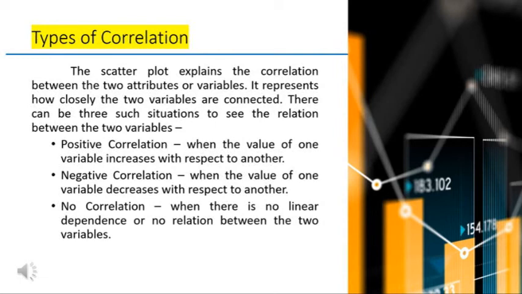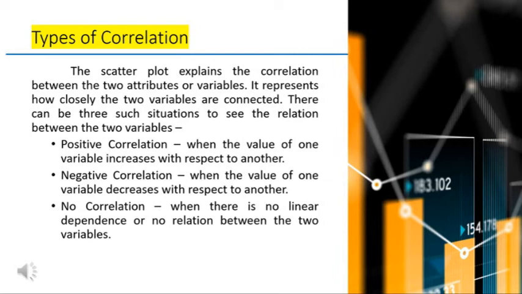So, kumbaga sa mathematics, we call it directly proportional. As the value of the independent variable x increases, the value of y, the dependent variable, also increases. With that situation, we call it positive correlation. It means that the variable x and the variable y have a positive correlation.